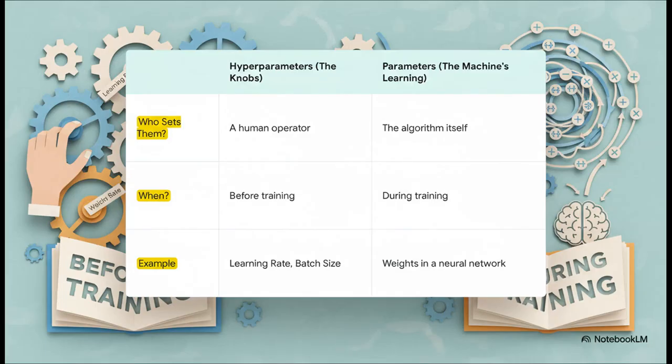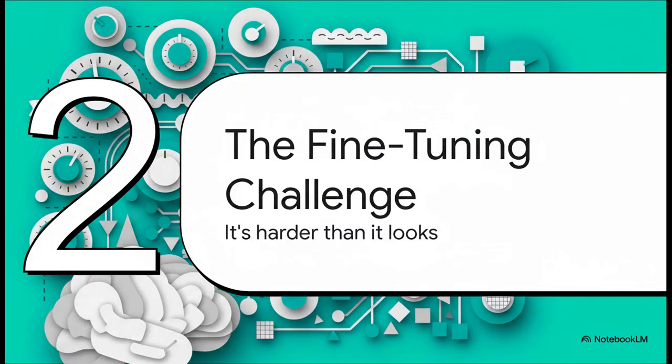And this chart just lays it all out nice and simple. On one side, you've got the human operators setting those knobs before the training even begins, things like that learning rate. And on the other side, you have the algorithm learning its own internal parameters during the training, like all those network weights. The key takeaway is this: the choices the human makes are what creates the environment for the machine's learning to actually happen, or to fail. So, if it's just about setting a few knobs, how hard could it be, right? Well, turns out it's one of the single biggest challenges in all of machine learning.